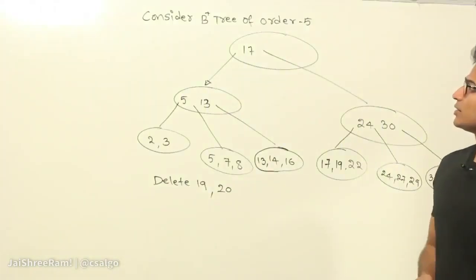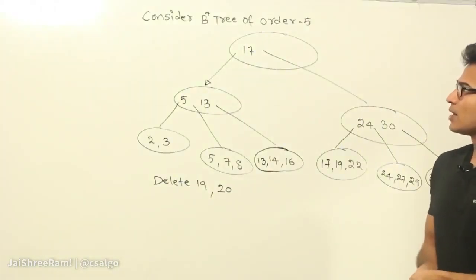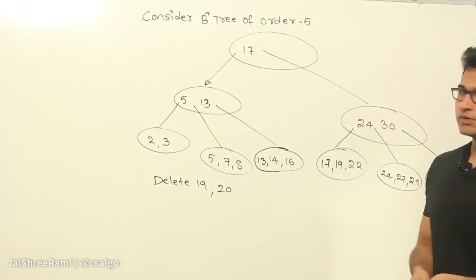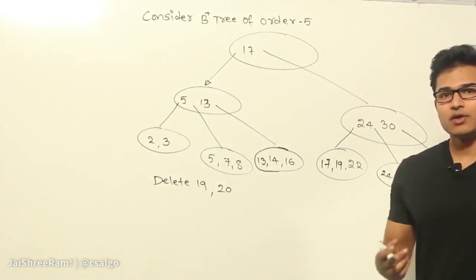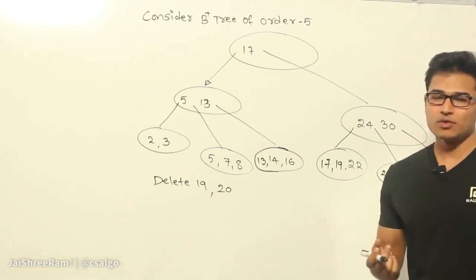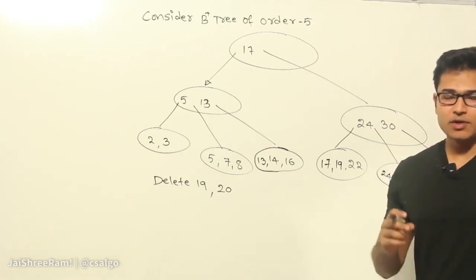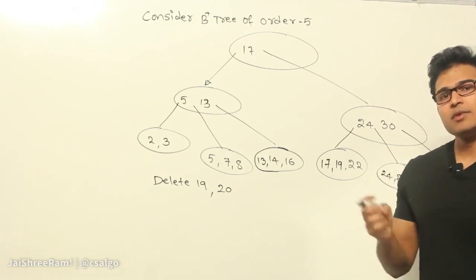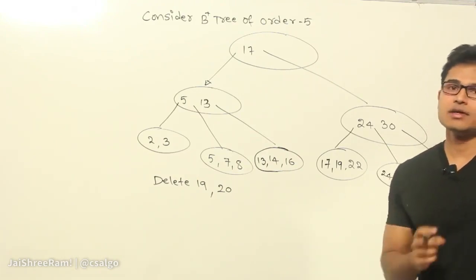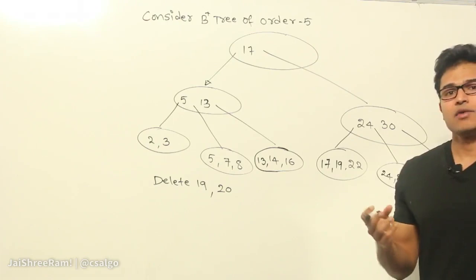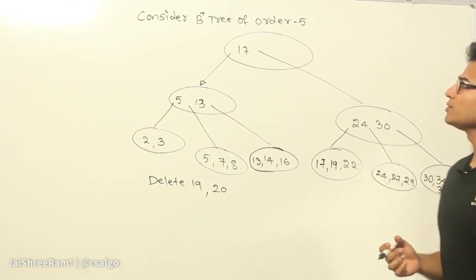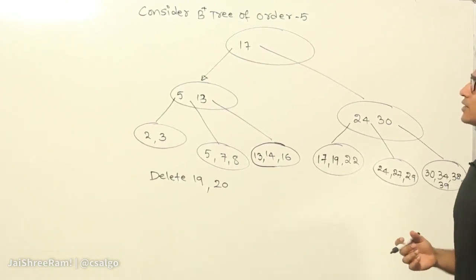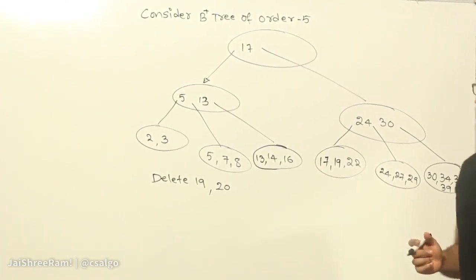Now let's see an example of deleting a node from this B plus tree. Whenever we talk about deletion from a B tree or B plus tree, you should always consider the case of underflow. Underflow is when, if you delete an entry, the number of entries in a node might fall below the required minimum. So what is the minimum number of entries required in a node in a B plus tree?